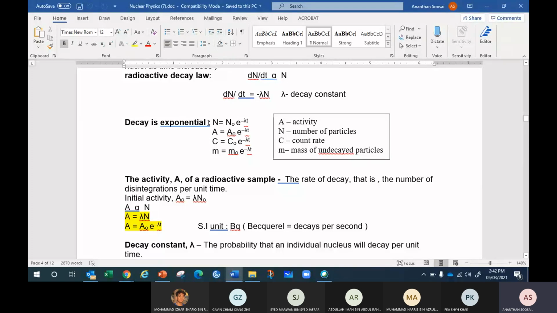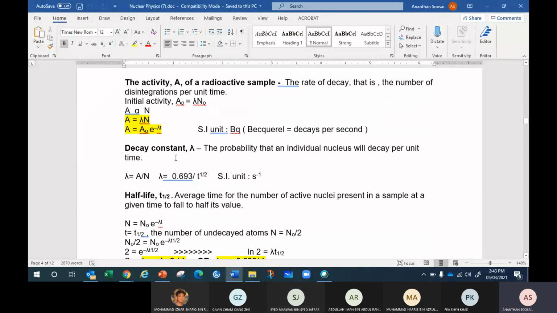Be careful, N must be the number of undecayed particles, and lambda and t must be in the same unit. In A equals lambda N, lambda must be in per second. Then we talk about the decay constant. Decay constant is the probability for an individual nucleus to decay per unit time. A very important definition, they will ask for it. If the decay constant is huge, the half-life is small, and it is a very radioactive substance.